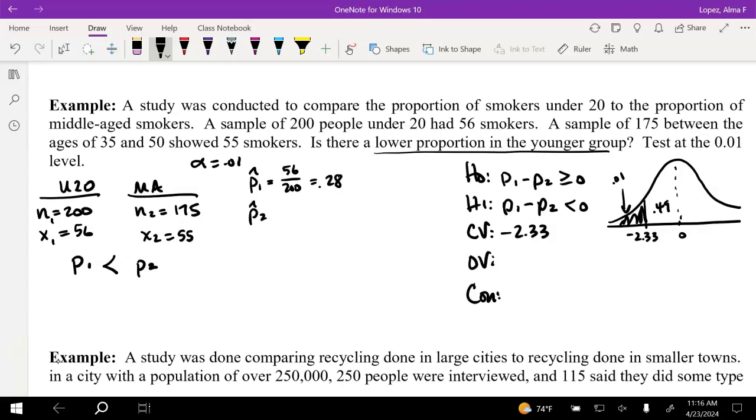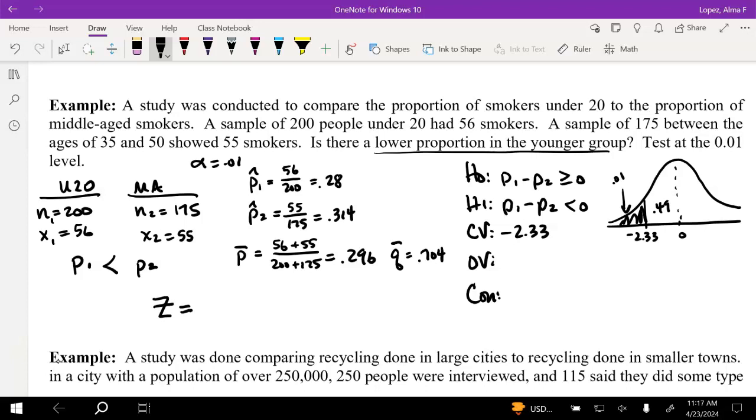P hat 2 will be 55 over 175, which is 0.314. We need p bar. That's 56 plus 55 over 200 plus 175, which gives me 0.296. I'm also going to need to know what q bar is. So 1 minus 0.296 is 0.704. Let's plug into our formula for our obtained value.